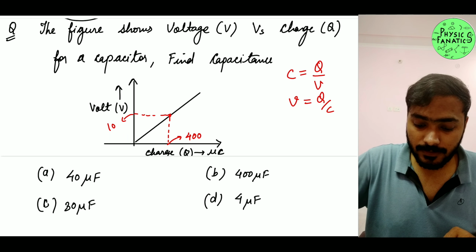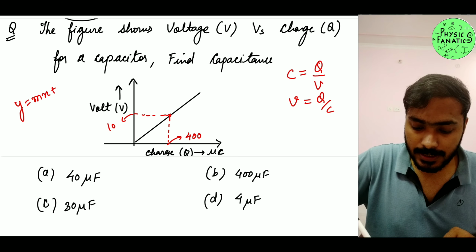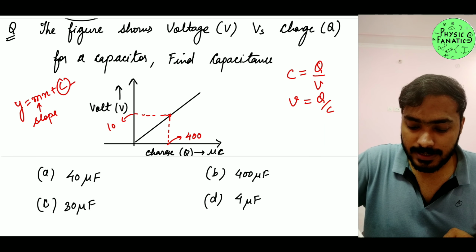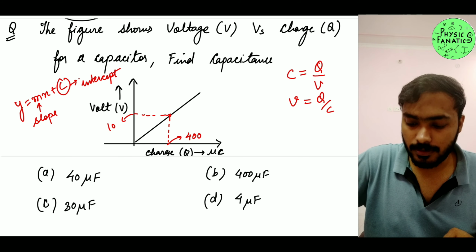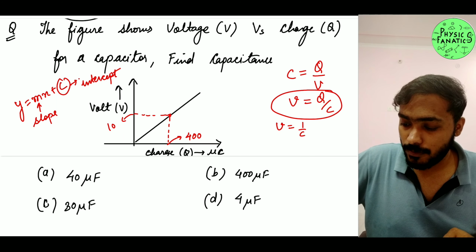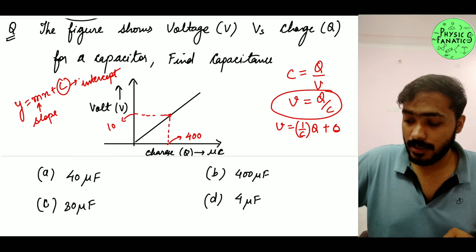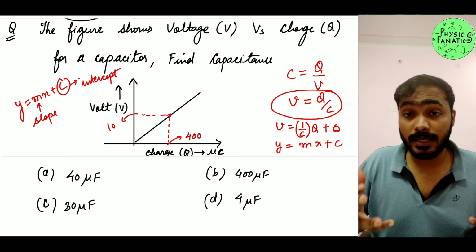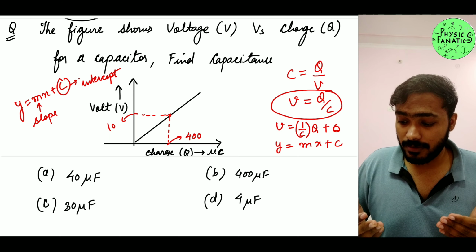So what is your straight line equation? Yes, the straight line equation is simply given as y equals mx plus c, right? Where m is the slope of your straight line, and c is the intercept. Is that a yes or no? Intercept. Great. So I can compare. I have this equation here: V is equal to Q upon C, right? So I can write it: V is equal to 1 upon C multiplied by Q plus 0 actually, right? So I can compare it with y equals mx plus c, your straight line equation, right?